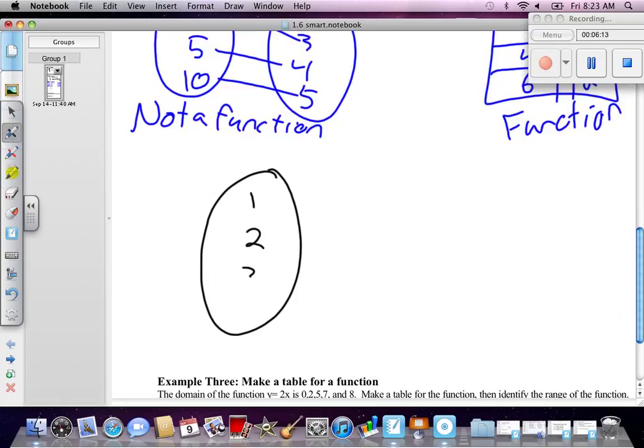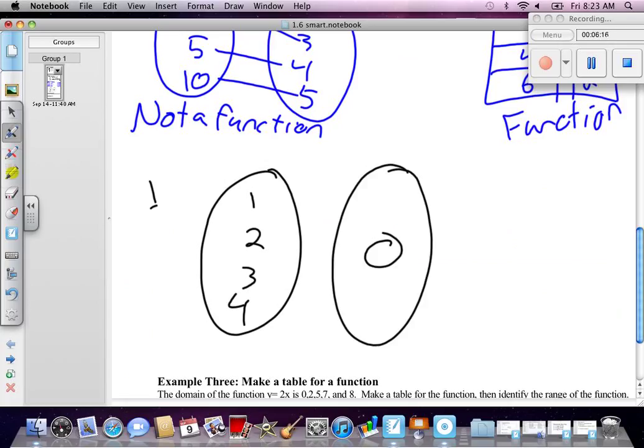Okay, let's say I have this. Here's my inputs. Here's my outputs. Now this is tricky. Is this a function? Why is it?